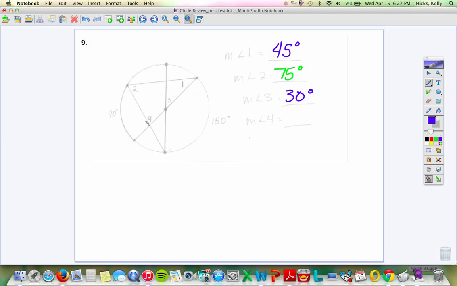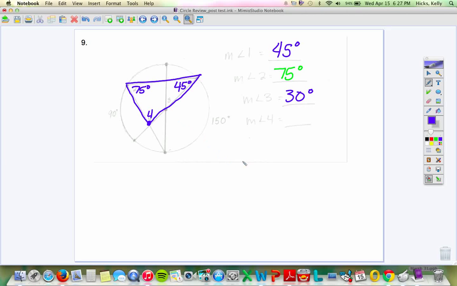What type of angle is angle 4? Is it a central angle, an inscribed angle, or neither? It is neither. Its vertex is not in the center of the circle, and it's not on the circumference. So neither one of the rules that we've learned is helpful for this one. So we need to recognize the fact that we have a triangle. Angle 2, we've already figured out, was 75 degrees. Angle 1 is 45 degrees. Angle 4 is the one we're looking for.